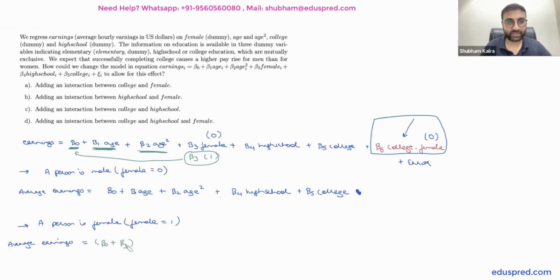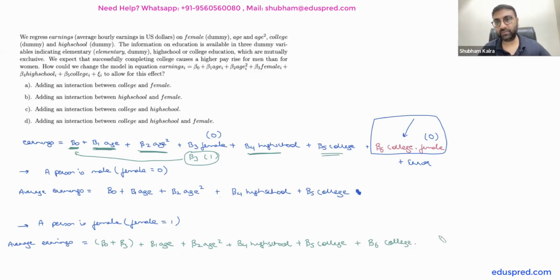So we can write these two together. This is plus beta 1 h plus beta 2 h square, okay? Now this will remain as it is, so we can write it over here, plus beta 4 high school. This will also remain as it is. So plus beta 5 college. And now over here, we will have plus beta 6 college. And now college is not multiplied by 0. Now college is multiplied by 1. Okay, and we don't have to write the error term because we are writing the equation on an average basis.